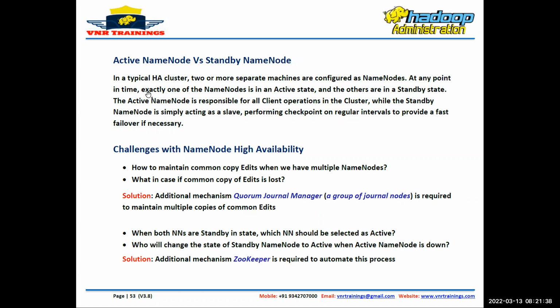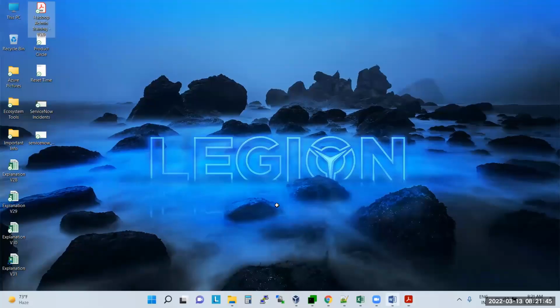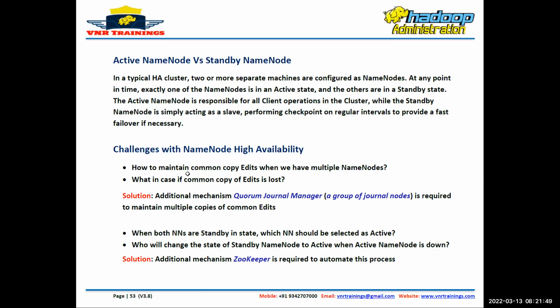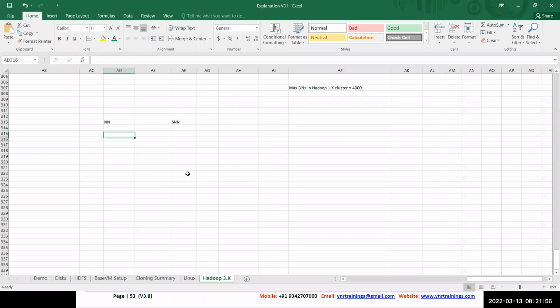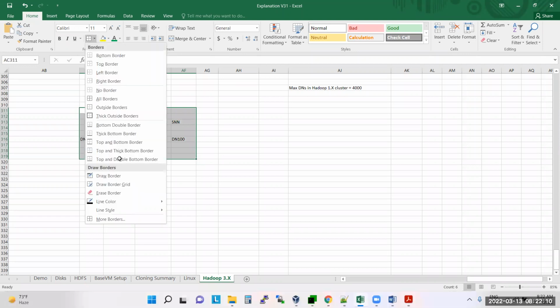So the idea here is that, all these days, we had one name node, one secondary name node, and multiple data nodes: DN1, DN2, DN3, and DN100, anything like that. All these days, this is the cluster you have seen. Correct?